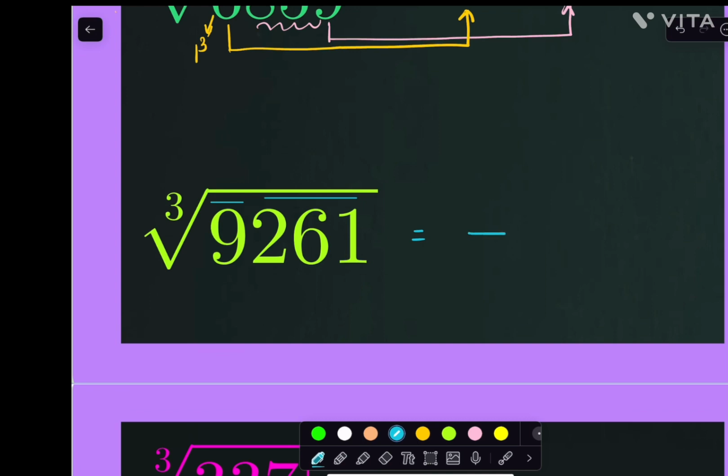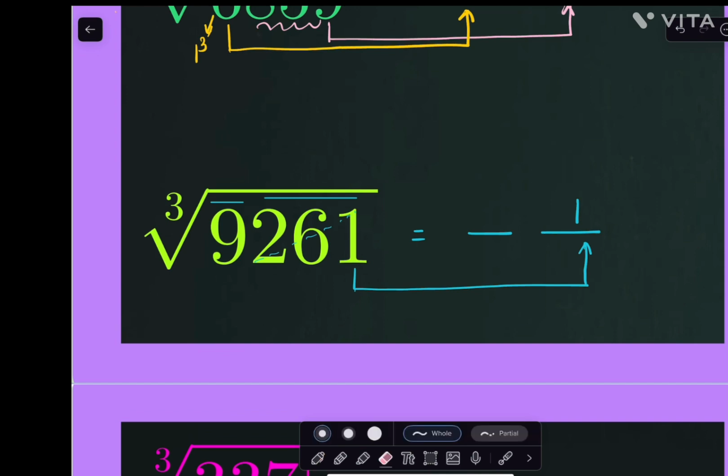Now it contains 2 bars, so your answer is what? A 2-digit number, right? Now the number ends with 1. When it is a perfect cube, definitely its cube root also ends with 1, right? This part is completed, the 3 digits. Now we are discarding these here, right? Now we are looking at the next bar, number 9, right?